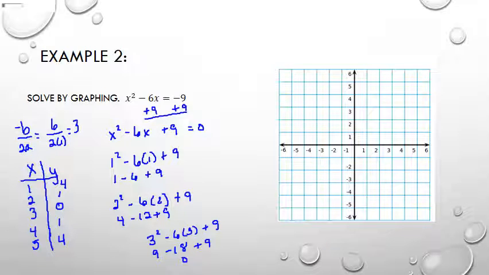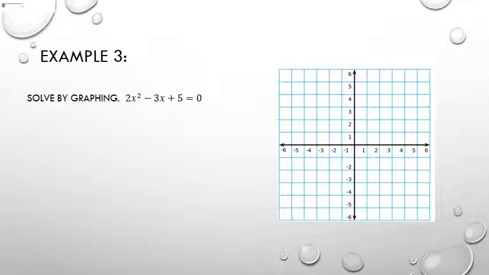So now we go ahead and plot those points. 1, 4, 2, 1, 3, 0, 4, 1, and then 5, 4. So we're looking for the x-intercepts, and on this one we only have 1, so our one solution is 3. All right, let's go ahead and try another example.